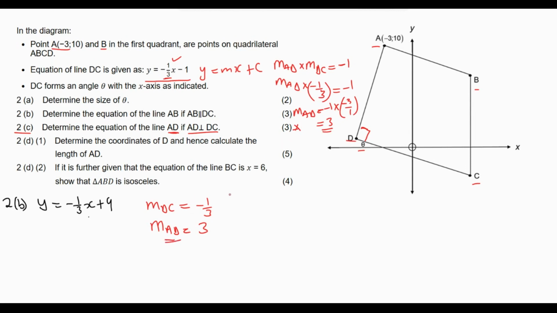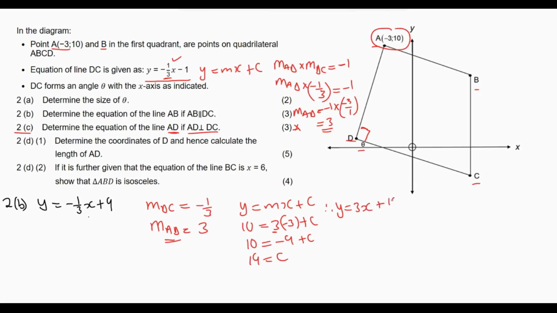Now we can find the equation AD. We also have point A there on AD. So we start with y is equal to mx plus c. Now y is 10 is equal to 3 times -3 plus c. Then becomes 10 is equal to -9 plus c. And then we have 19 is equal to c. Therefore, y is equal to 3x plus 19.